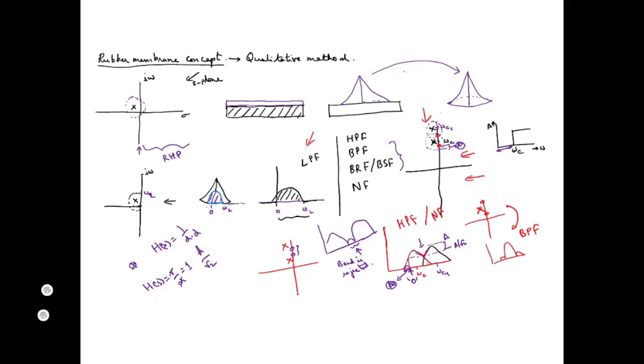Now, to understand how the placement of the pole would affect the filter response, we need to have an understanding of the S-plane. In this regard, we have a concept which is regarded as the rubber membrane concept. What it says is that, suppose this is my S-plane, and on this S-plane I have attached one rubber membrane.